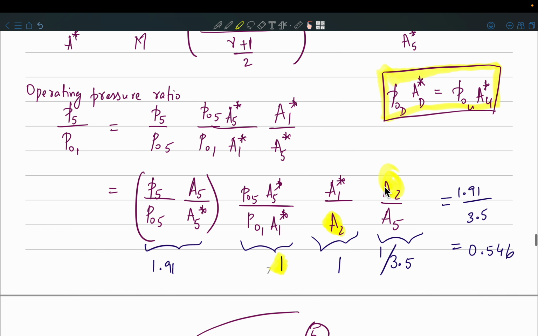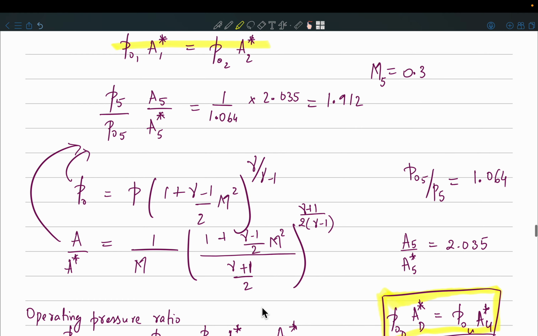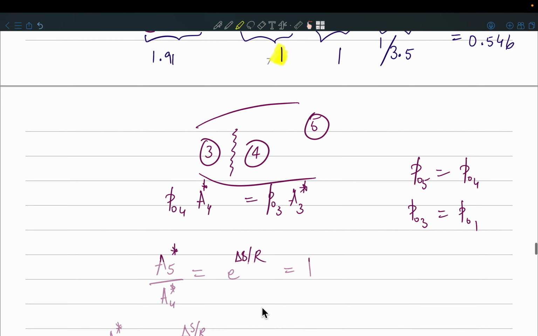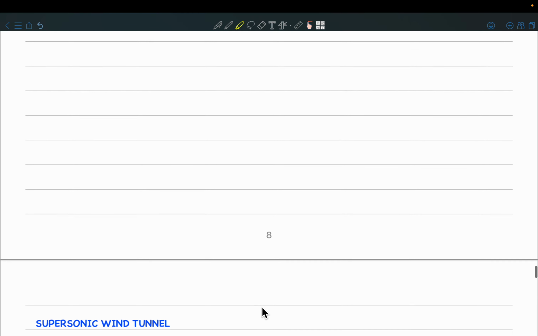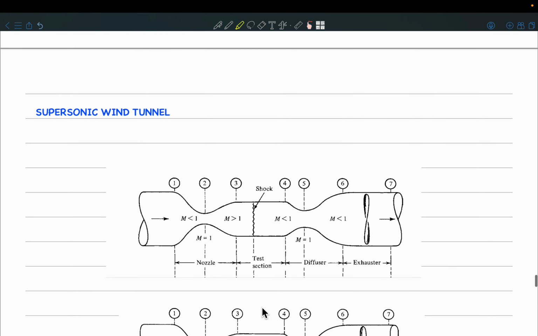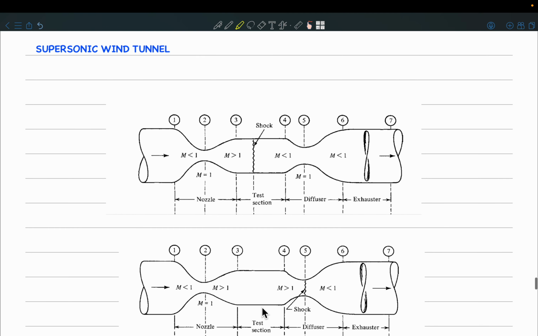Yeah, so we will use it to understand supersonic wind tunnel operation now. Do you have any doubts about this question or any other question we did today? No. Okay, then let us understand the operation of a supersonic wind tunnel.